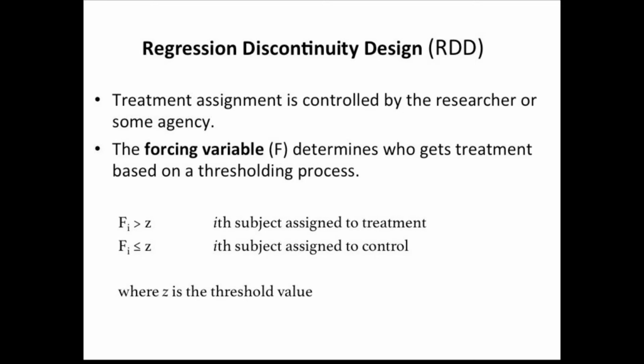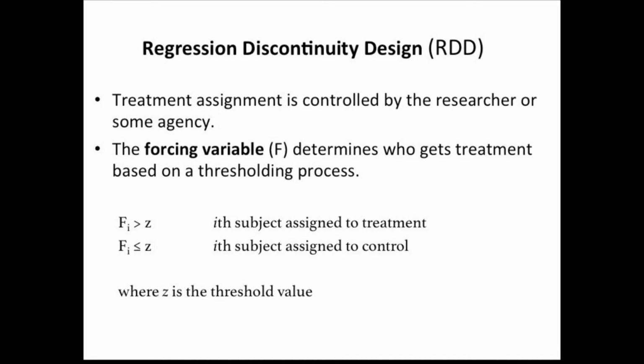Okay. I don't have a lot of time here, but I told you I'd talk about regression discontinuity design. So this is another kind of design you can use if you can control who gets treatment and who doesn't. Maybe you don't want to randomly assign them. Maybe you can only treat so many people, and you want to treat the ones that are worst or that need it the most.